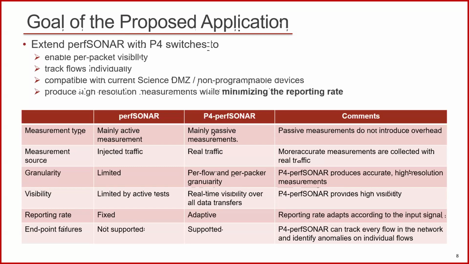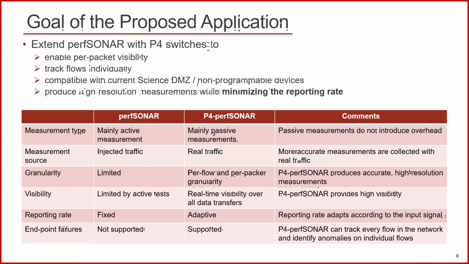The reporting rate for perfSONAR is fixed, in the sense that a human should manage it manually. On the other hand, P4 perfSONAR is adaptive. It depends on the measurements being collected by the P4 switch. There is no need for human intervention to modify it manually.